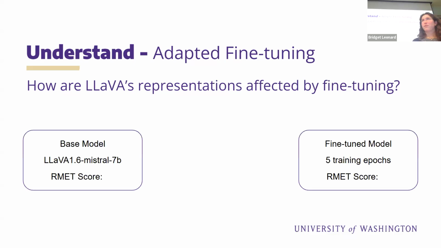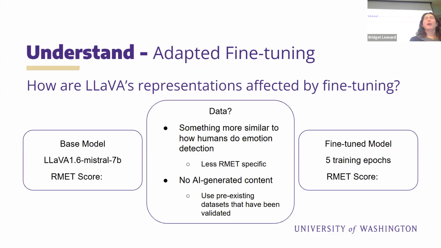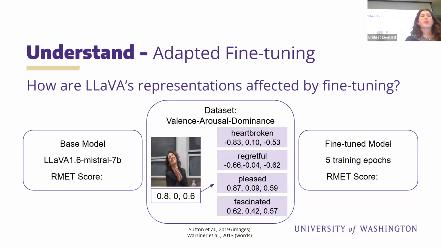I decided to go with a different fine-tuning approach this time, just because I wasn't very happy with how RMET specific the last task was. I wanted something more similar to how humans do emotion detection, and I also wanted something without AI-generated content because it felt kind of weird training LLaVA on content that was generated by Adobe and ChatGPT. I wanted something a little cleaner and more validated, so I decided to try to find some pre-existing datasets. And what I decided on was to use valence arousal dominance datasets.